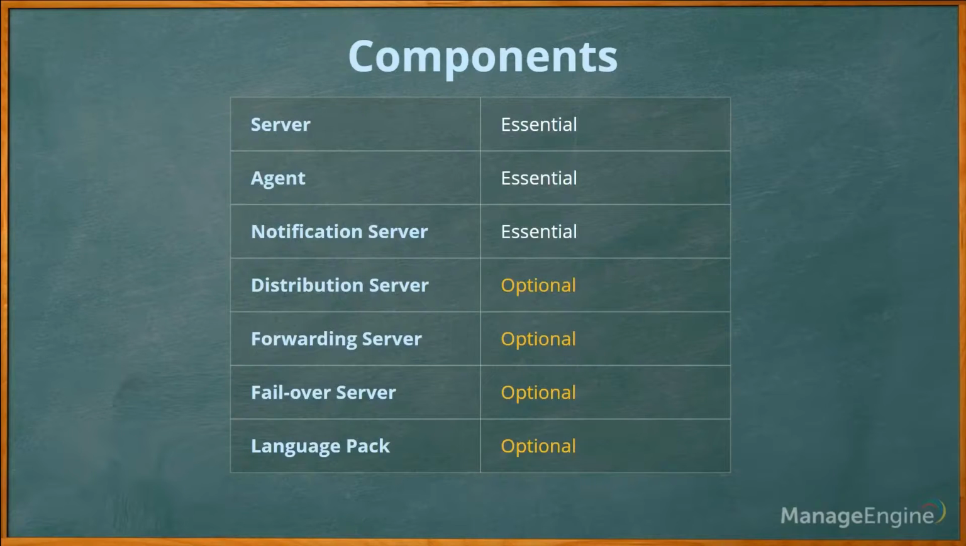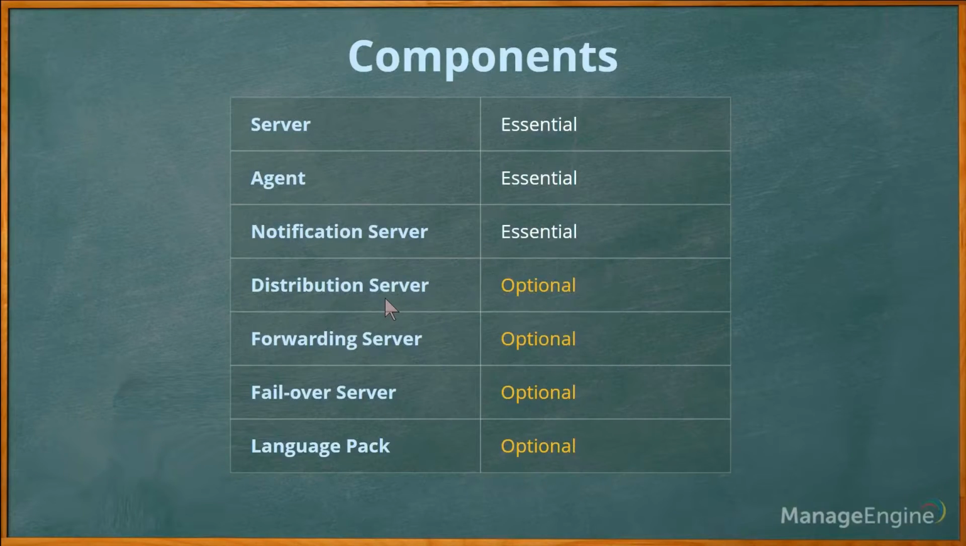Let's look at what components are required for the Desktop Central setup. You will have to install the server, which is your main Desktop Central server, and you need an agent installed on all the machines that you're trying to manage, which is again an essential component. You need a notification server. The notification server is a service that will be installed along with your central server. We'll talk about this notification server in a while, which is again an essential component.